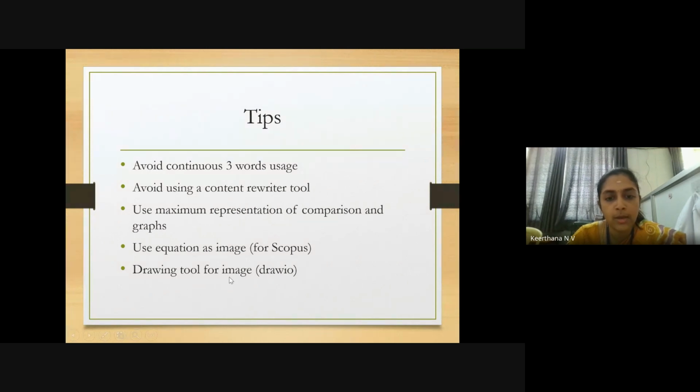Drawing tools are available. I use Draw.io for drawing architecture diagrams, flowcharts or any procedural flow for inserting into your paper, and ensure that your image is in 300 dpi format. I will show you Draw.io, how to draw and how to convert your image to 300 dpi format. I will show it.